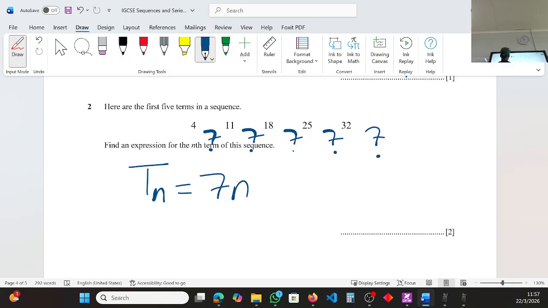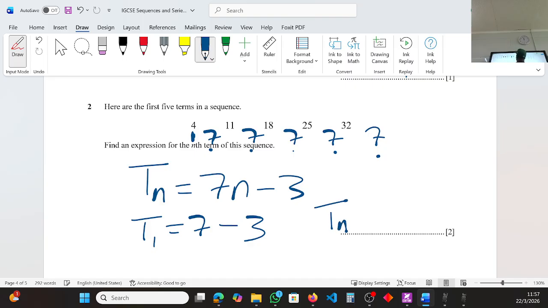But then what do we do? We test with the first position to say term 1 is actually 7 multiplied by 1, which will give us 7. But there we have got a 4. So what do we do to 7 in order for us to reach 4? We have to subtract 3. So in this pattern, we start from 7n and subtract 3. So that's our formula or expression for the nth term. It's actually 7n minus 3.